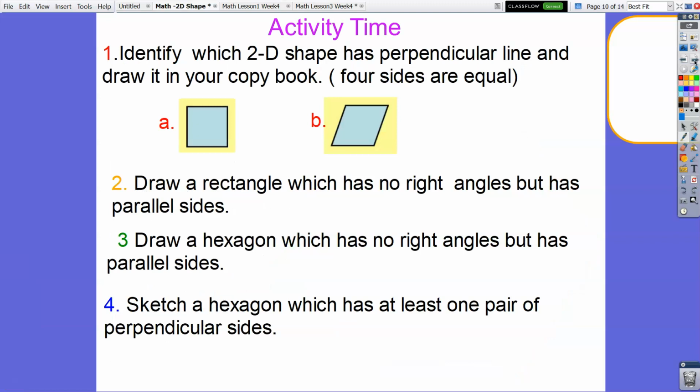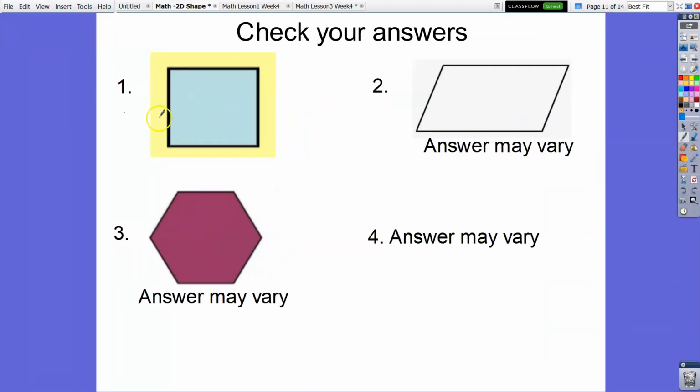I'll be giving you 4 questions to think about. Okay, pause the video and do the activity. Now time is up. Let's reveal the answers. The answer for number 1 is the square. Number 2, answers may vary, but you can draw a rhombus or a parallelogram. Make sure that it doesn't form an angle which is 90 degrees.